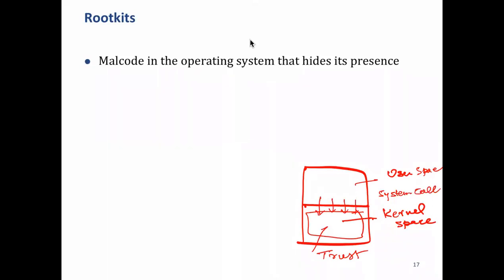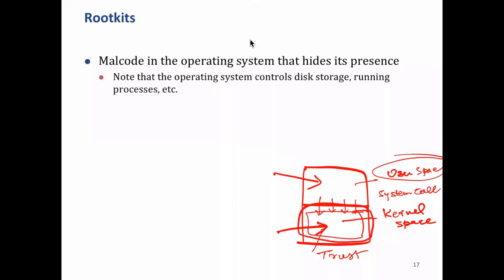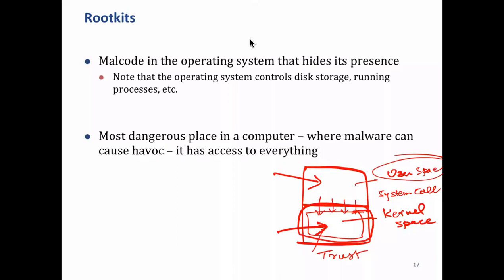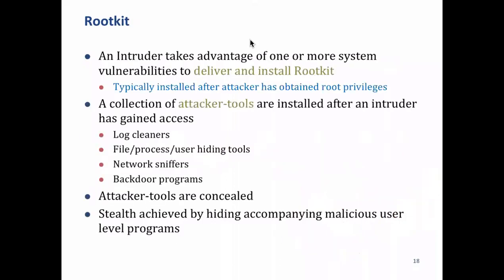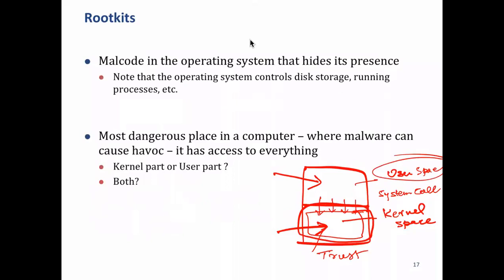Okay, so where can this rootkit be? Best place, of course, the rootkit can be here, the user part, the user space of OS. Okay, or it can be here as well, right? If it's here, then it's very dangerous. So it can be in both places, right? Kernel part or user part.